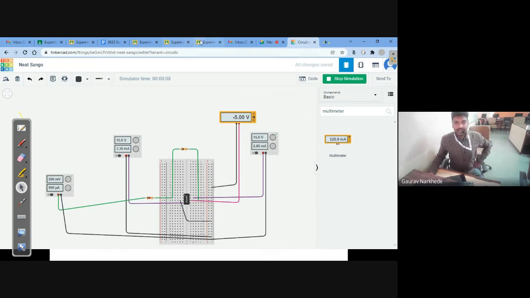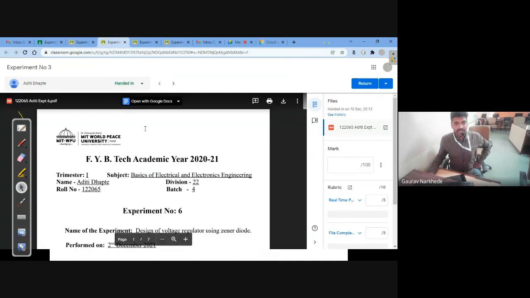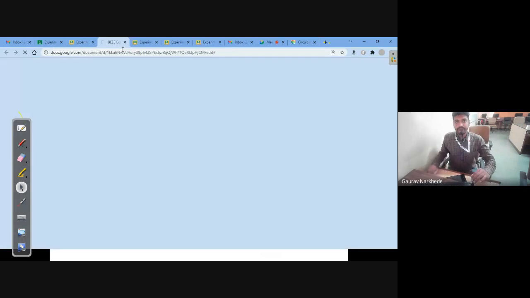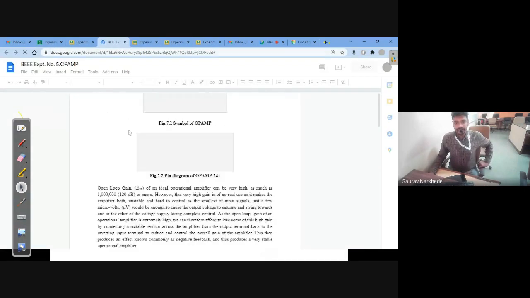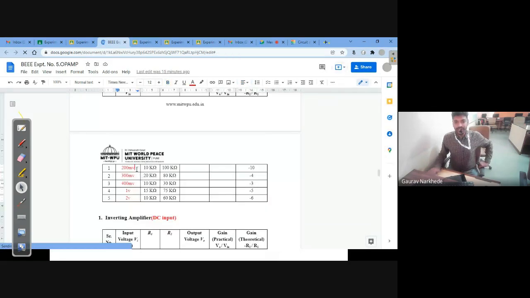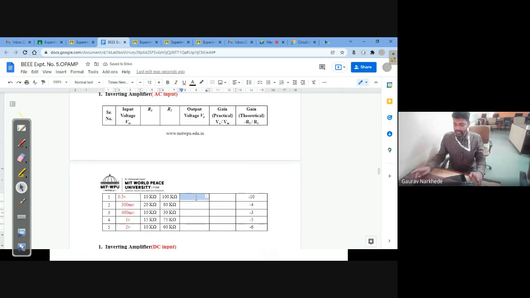So here in the experiment, can you see that this is the experiment, right? Where is the write up, by the way? Yeah, so sorry. So this was the write up, right? So this is your inverting amplifier. So my reading was how much voltage I have given, 0.5 volts, right? And then the output voltage I am getting is minus 5 volts, right? So minus 5 divided by 0.5, how much is it? It is minus 10. So like this I am calculating the practical gain.